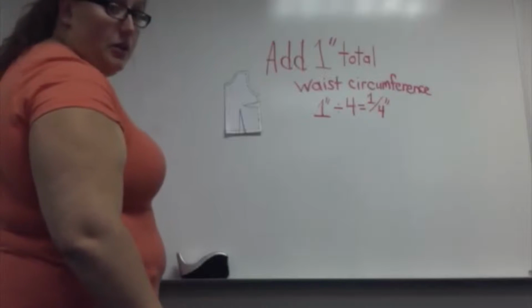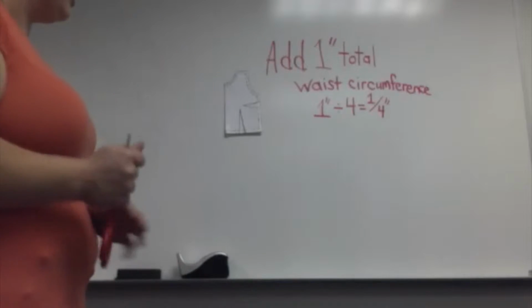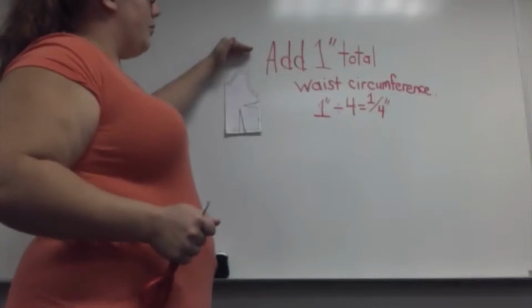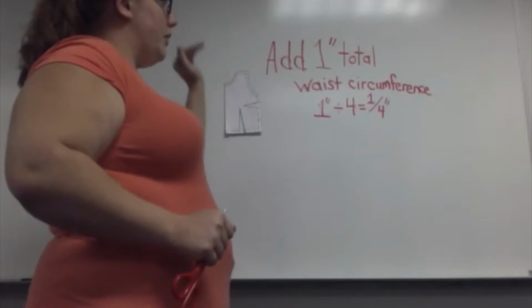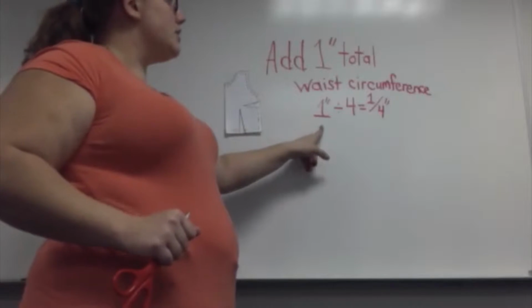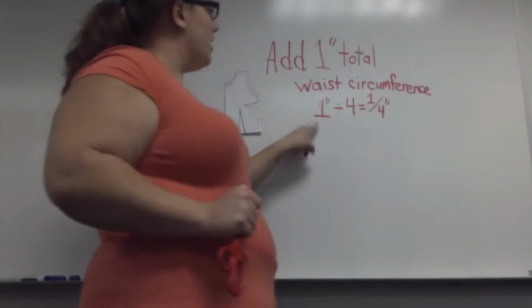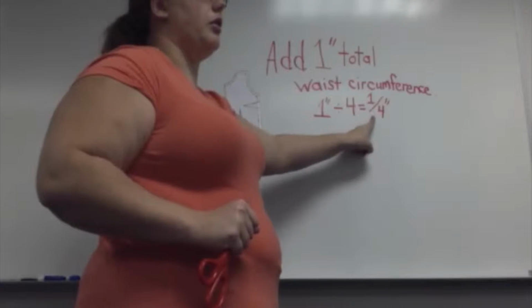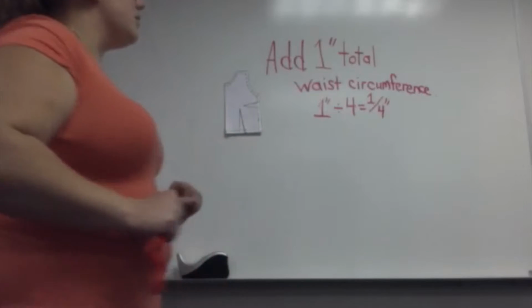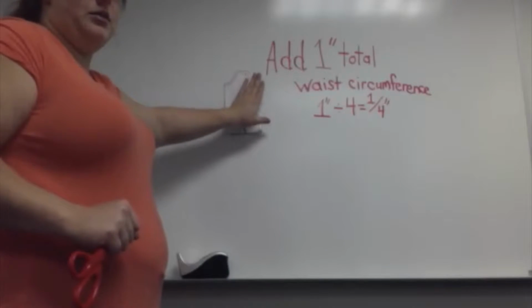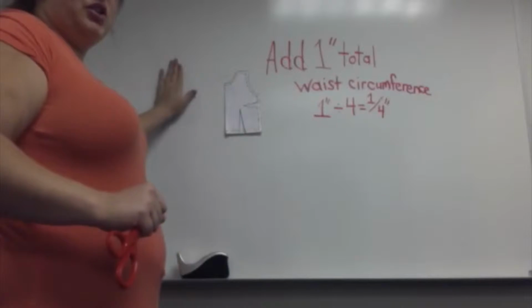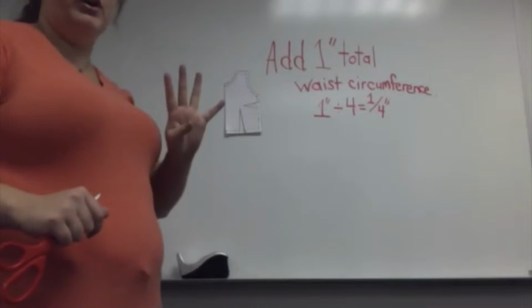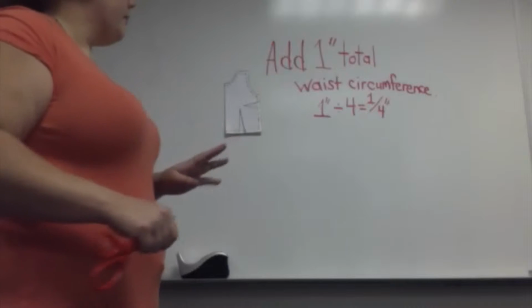So, the next thing we're going to do is actually alter our pattern. If we want to add 1 inch total waist circumference, we are going to take and divide that 1 inch by 4 to get the 1/4 inch. Now, the reason why we do that is because in the bodice we have 2 fronts and 2 backs of the bodice, meaning we have 4 parts to the waist.